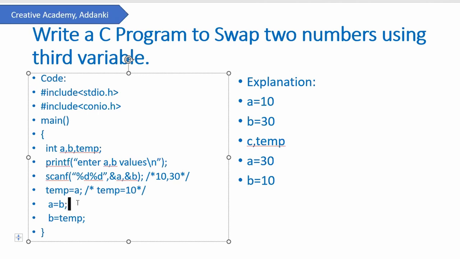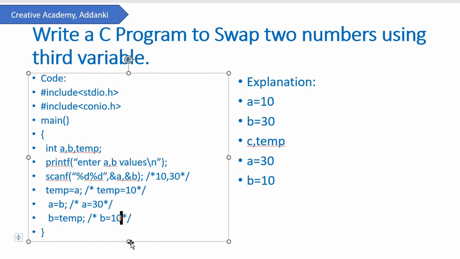Now what is happening here? I'm writing one more comment here, just for understanding. Now a equal to b. What will happen? A equal to, what is the value of b? 30. Now a value changed to 30. Temp is equal to 10. So now, what is the value of b? Now b equal to, what is the value of temp?